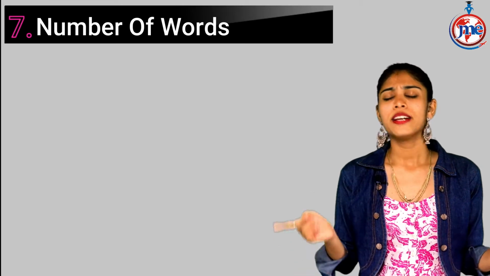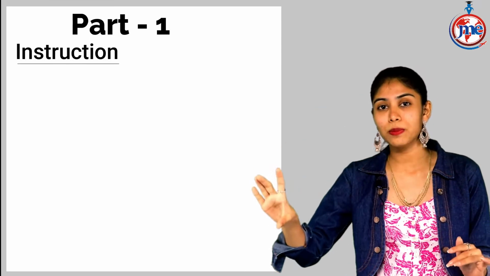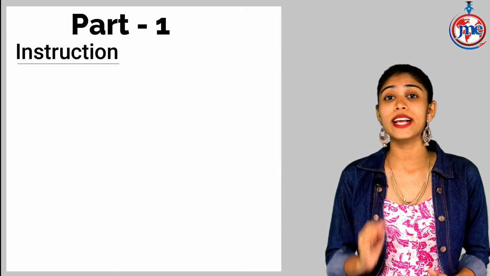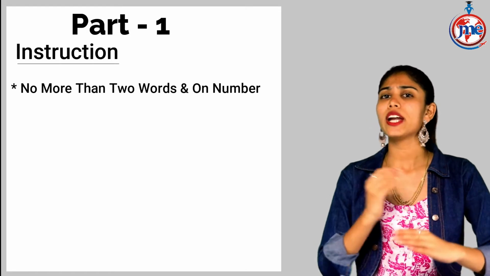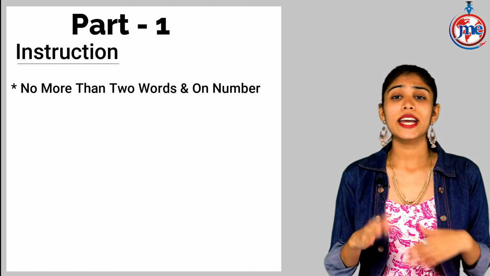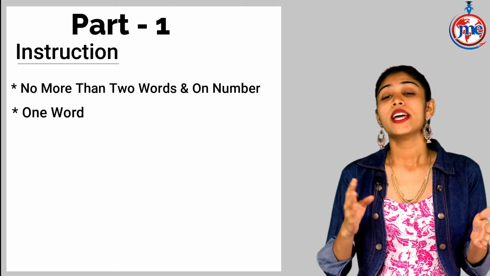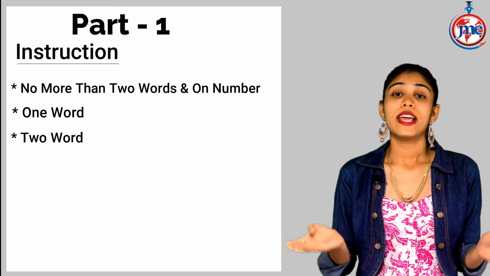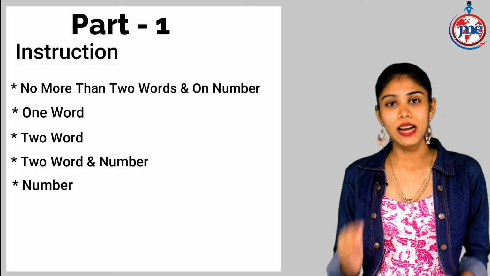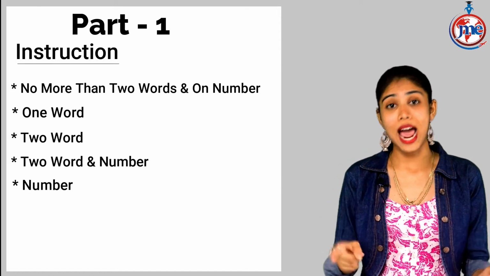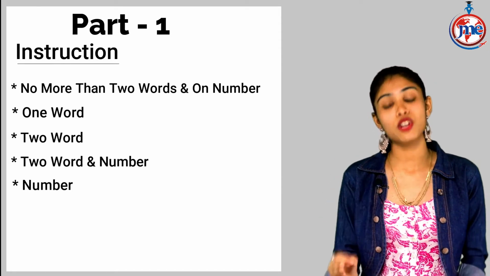Now let's see point number 7, which is about number of words. Now students, on your question paper, at the very first part, instruction will be included that no more than 2 words and or number. So students, it can also be 1 word, it can also be 2 words, it can also be 2 words and a number, and can also be a number. So you have to be careful and read the instructions.